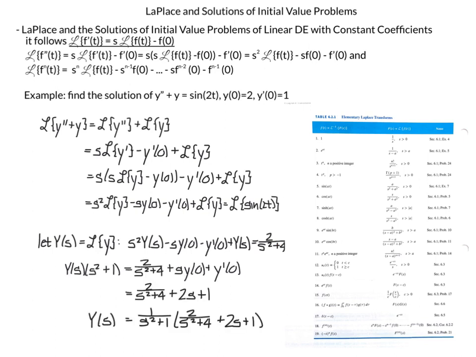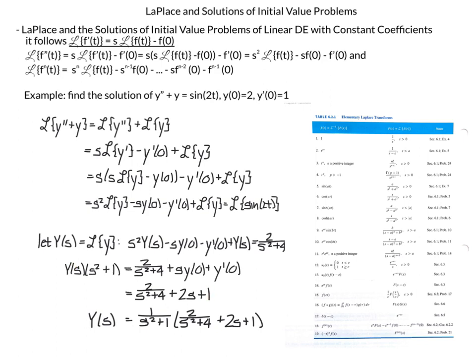I'm going to group my Y(s) terms together, so I have an s squared and I have a 1, and then I'm going to move my other terms, my s y(0) and my y prime of 0, to the other side with this 2 over s squared plus 4. And then I can plug in my initial conditions. My y of 0 is equal to 2, so I have my 2s, and my y prime of 0 is equal to 1, so then I have my 1 over here.